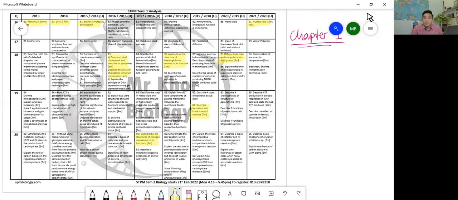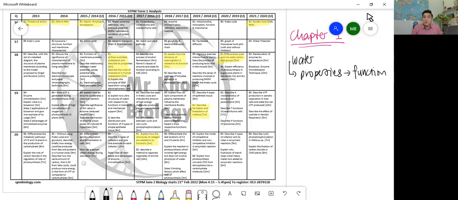Okay, so now chapter one, guys. Chapter one, what to focus on? For chapter one, there's no sequencing. I would say all these are rather important. First will be water, guys. Water, what to study? Study the properties. Relate to the function.